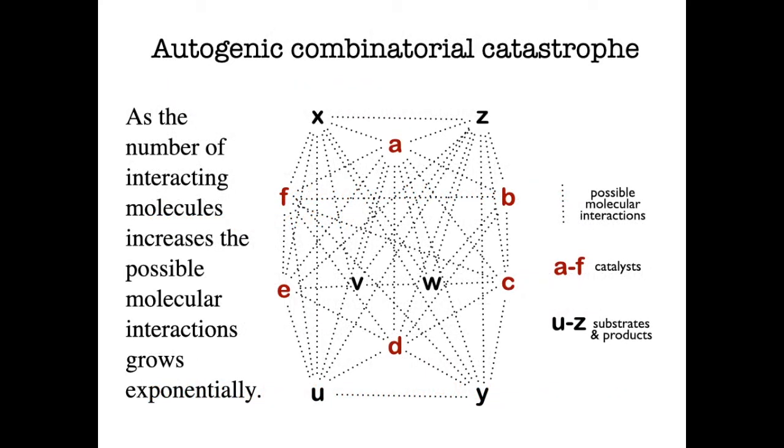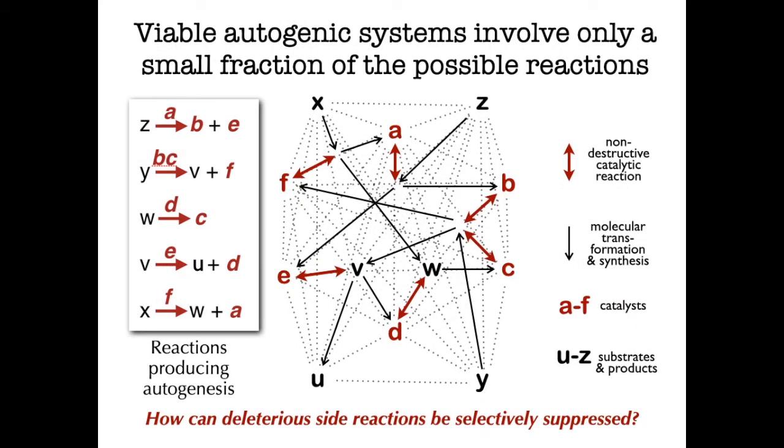So here's a depiction of multiple molecules interacting and their potential interactions. And as the number of interacting molecules increases, you can see that the possible number of molecular interactions grows exponentially. Viable autogenic chemistry will therefore necessarily involve only a small fraction of these possible interactions. All others will tend to compete with those that result in autogenic repair and reproduction. This problem quickly makes autogenesis improbable beyond very simple forms. So these non-supportive possible reactions need to be selectively suppressed for more complex autogenesis to evolve.